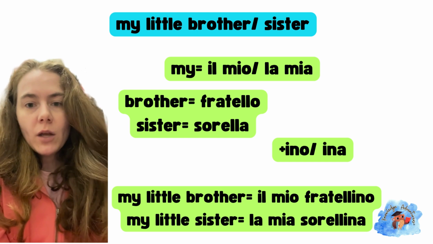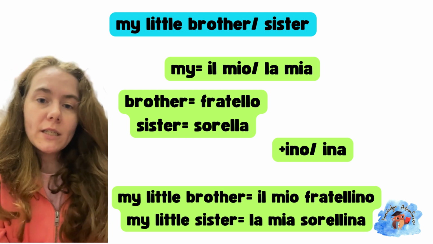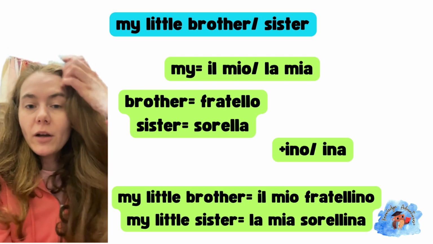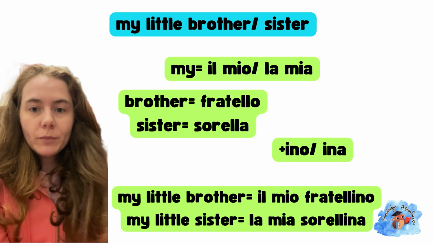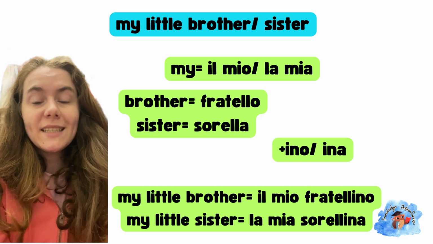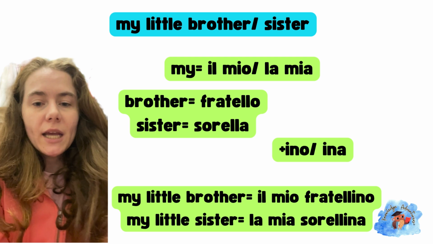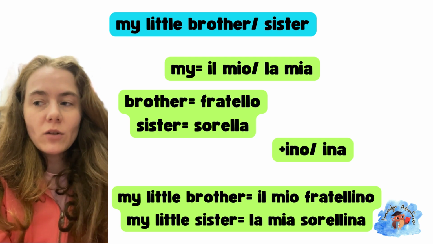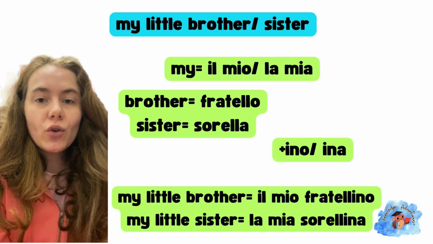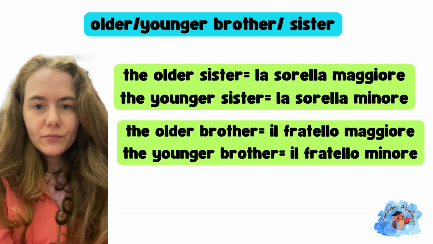In this situation, we're saying my little sister or my younger sister, and then my little brother or my younger brother. So for the guy version, I'm going to say il mio fratellino. And then for the younger sister, it's going to be la mia sorellina.